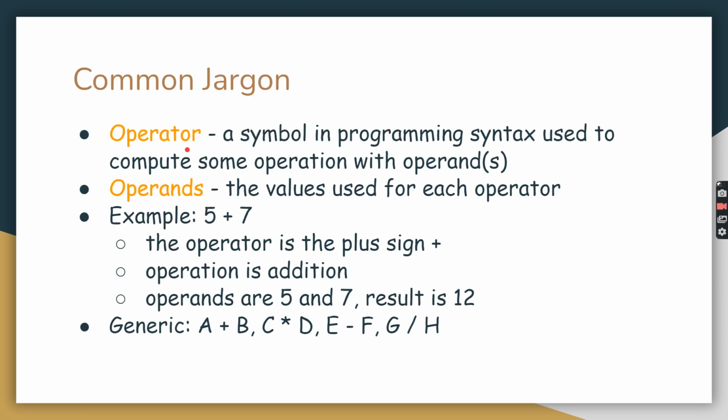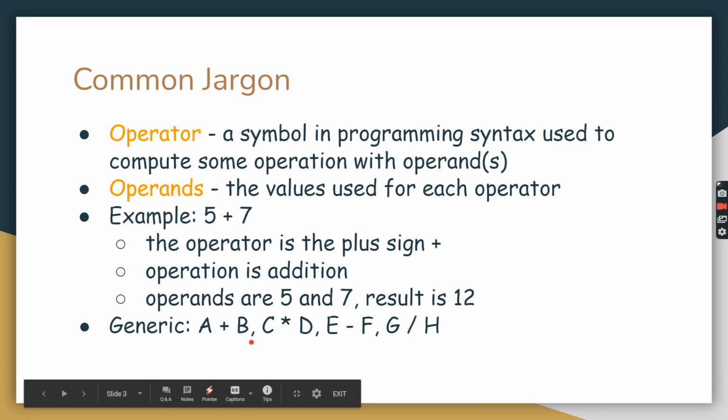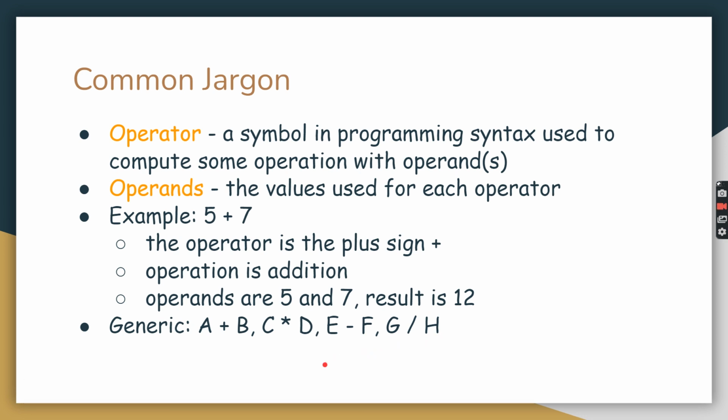So some common jargon before we jump in and solve these puzzles. Number 1, operator. An operator is a symbol in programming syntax used to compute some operation with operands. Operands are values used for each operator. So here, for example, we have 5 plus 7. The operator here is the plus sign. The operation we are performing is addition, and the operands are the integer values 5 and 7, with the result being 12. Some generic operations we can do: A plus B, where A and B are operands, followed by C times D, E minus F, or G slash H, where slash here would be defined as division.